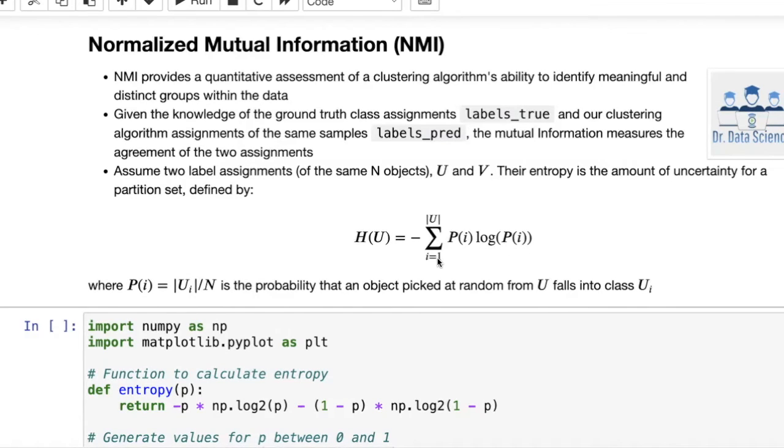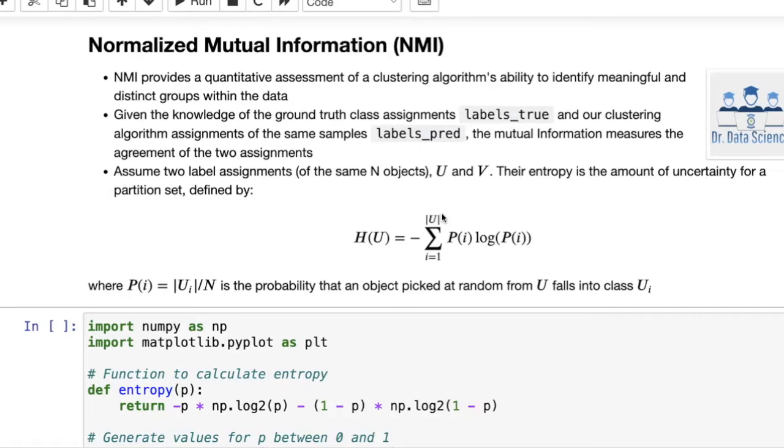And so what is this summation? This summation goes from 1 to the absolute value of U, and this means the number of unique labels that you have in U. In the case of clustering problems, you mainly set the number of clusters yourself. So this would be defined in advance. For example, when you run k-means clustering, you say that I want to recover 5 clusters or 3 clusters.